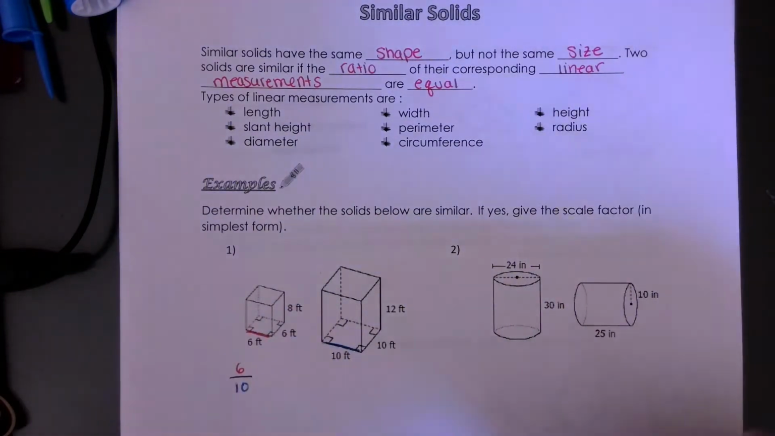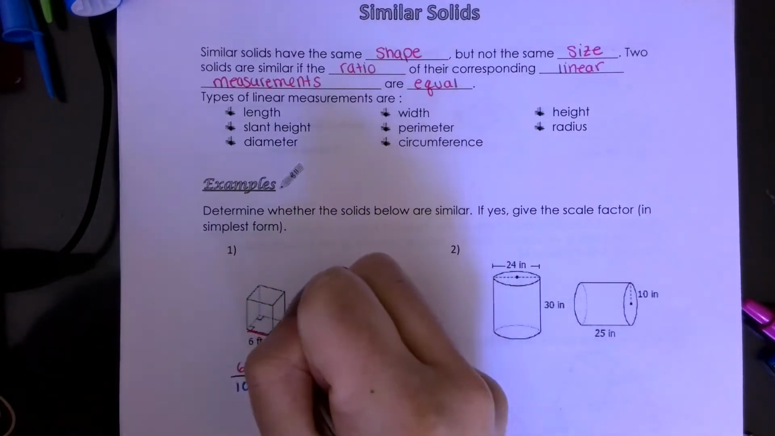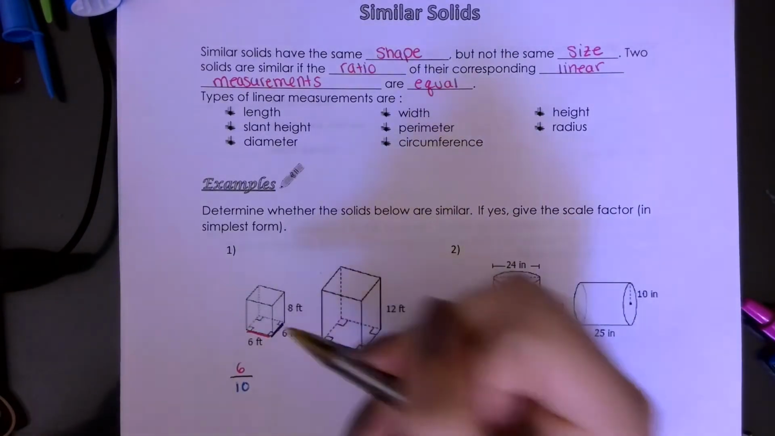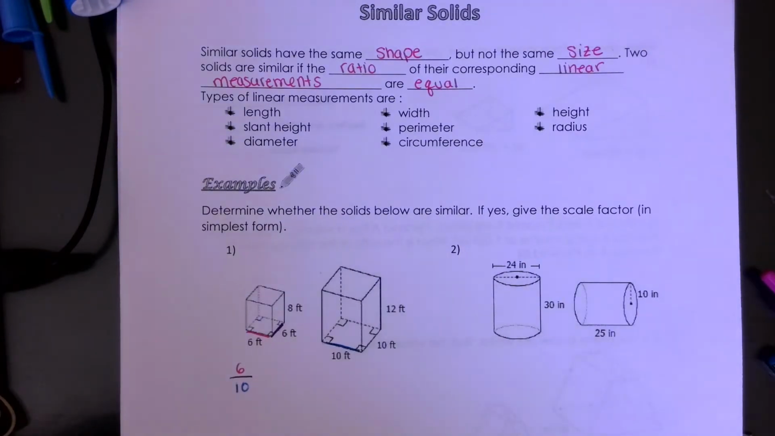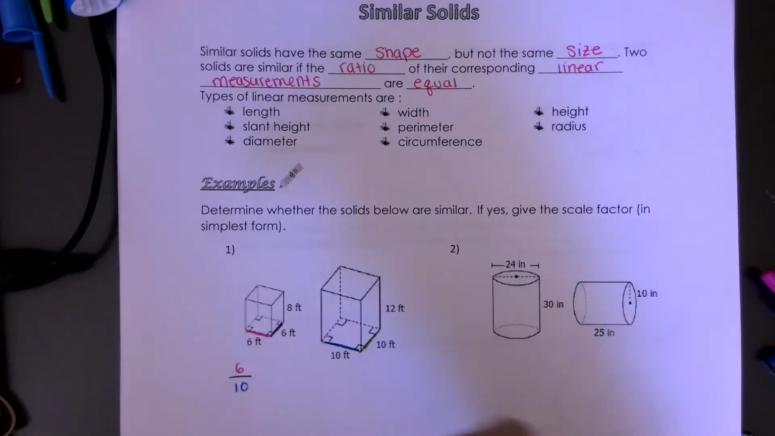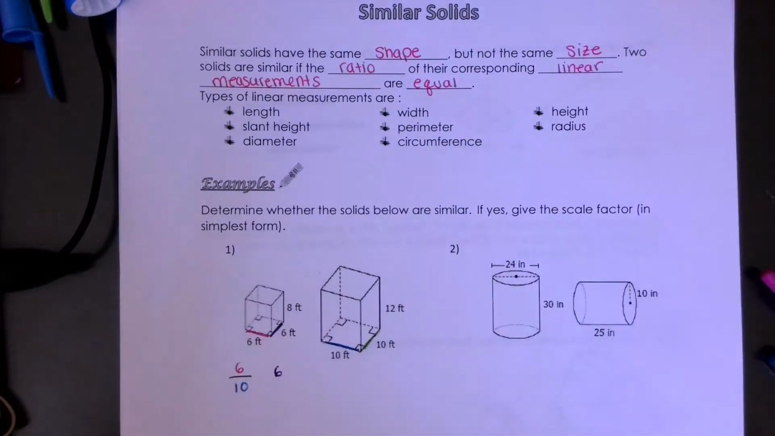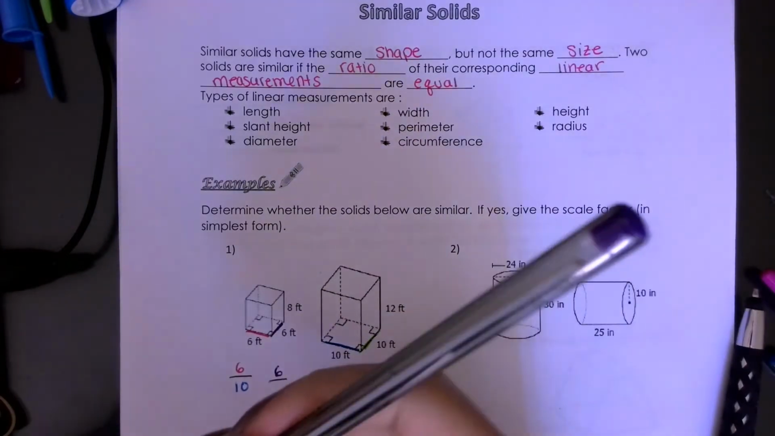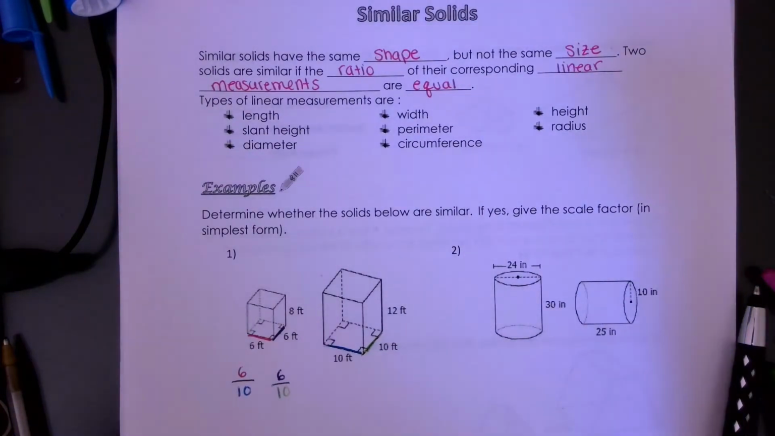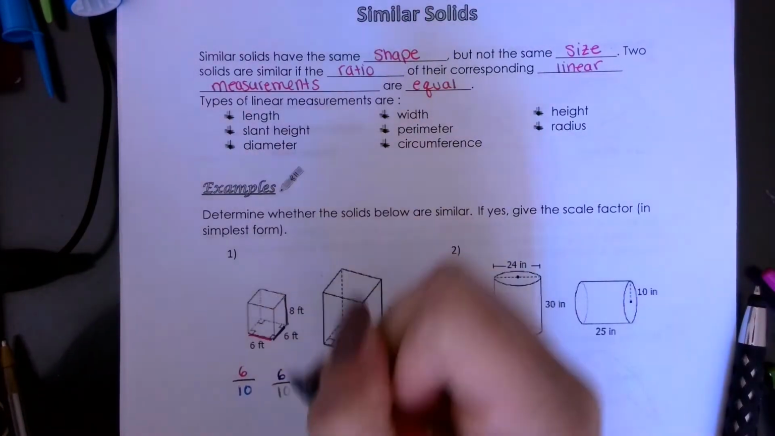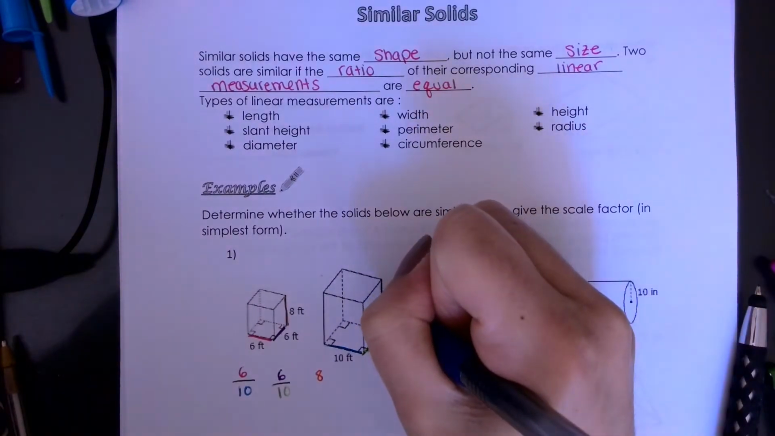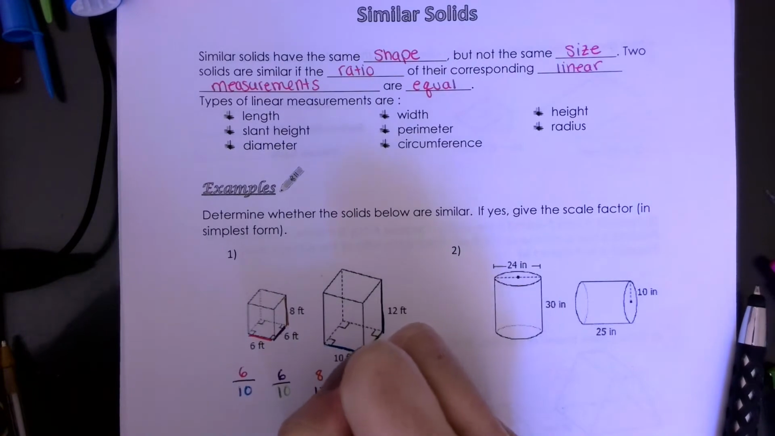Next I see 6. Notice I'm starting with the first and the second, keeping it consistent. So the first one is 6. That corresponds on the other prism to 10. So it's 6 over 10. And then the last length we have is 8. That height corresponds to the height right here, which is 12.